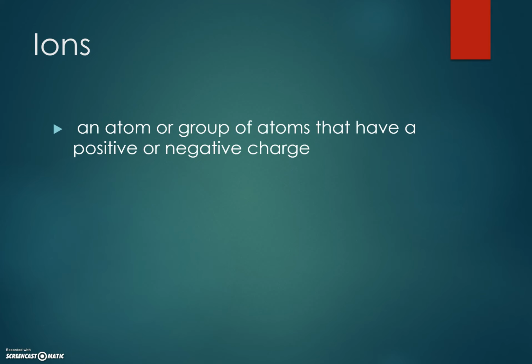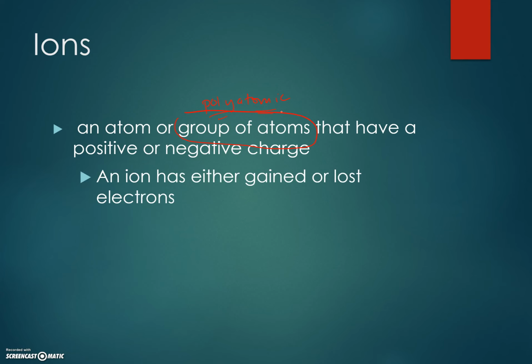Ions. An atom or group of atoms, because we have learned about our polyatomic, right? Many atoms. So an atom or a group of atoms that have a positive or negative charge. Most of our polyatomic ions were negative except for ammonium, which had a positive 1 charge. An ion has either gained or lost electrons. It doesn't change in protons. The charge comes from either gaining or losing electrons.